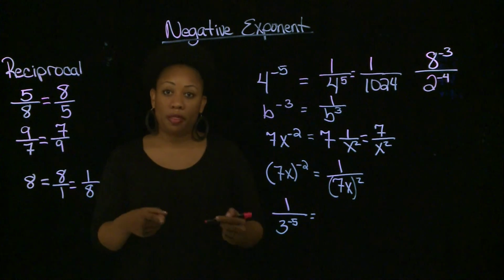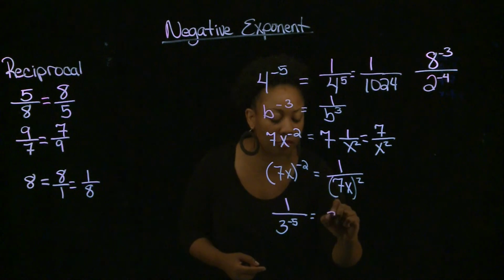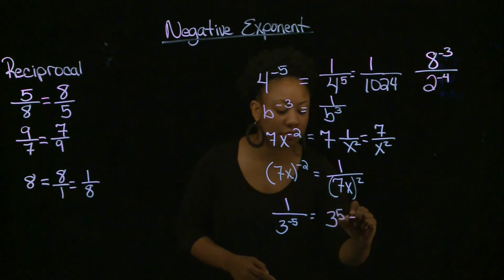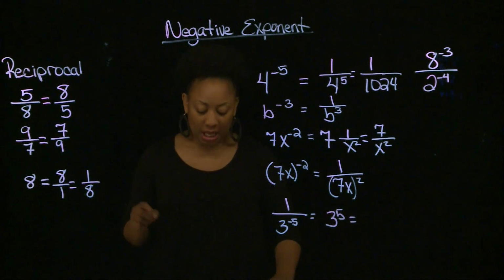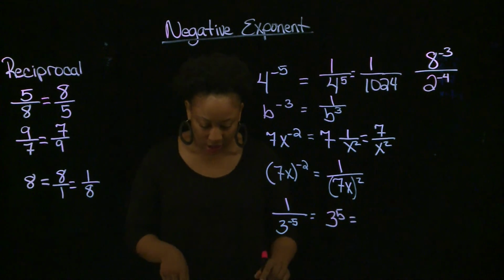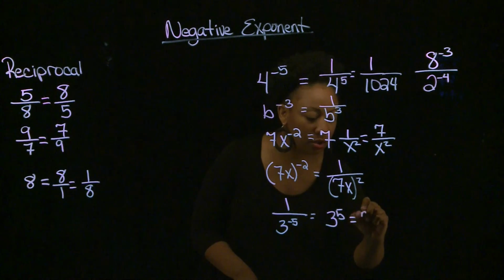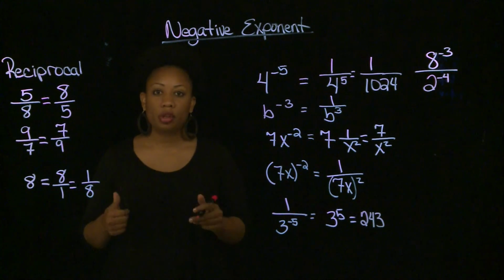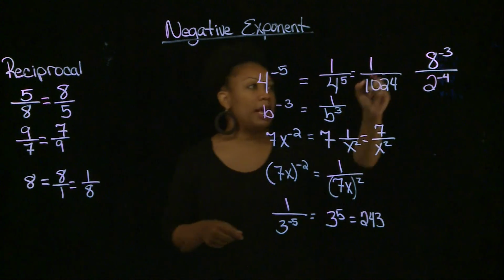Okay, so next we have 1 over 3 to the negative 5th. The reciprocal of 1/3 is going to be 3. That negative 5 is now going to become positive. And 3 to the 5th is 243.